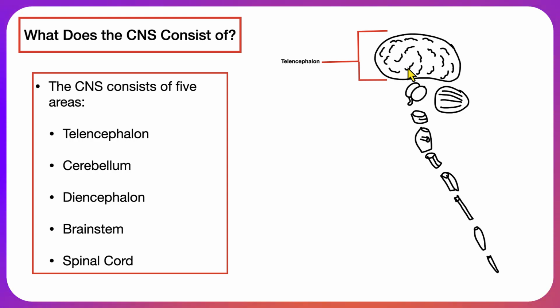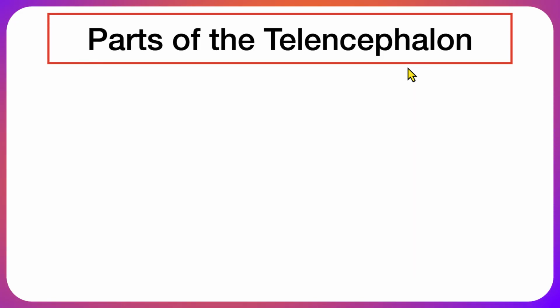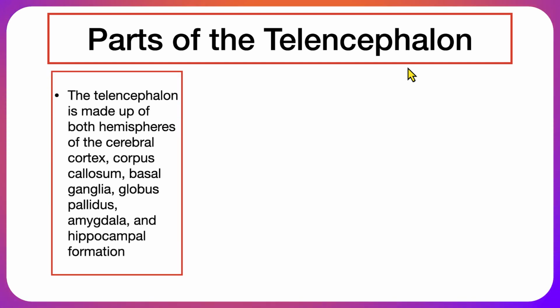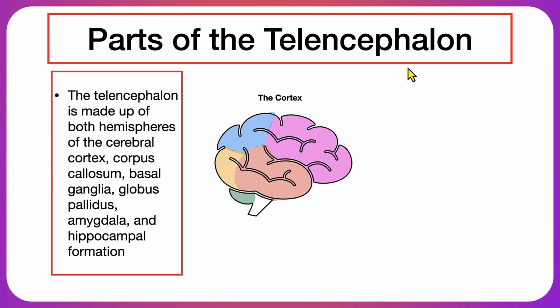So let's talk about the telencephalon in a little bit more detail. So what are the parts of the telencephalon? So the telencephalon is going to be made up of both hemispheres of the cerebral cortex, the corpus callosum, basal ganglia, globus pallidus, amygdala, as well as the hippocampal formation. Now what we're going to look at in a little more detail is the different lobes of the cerebral cortex.